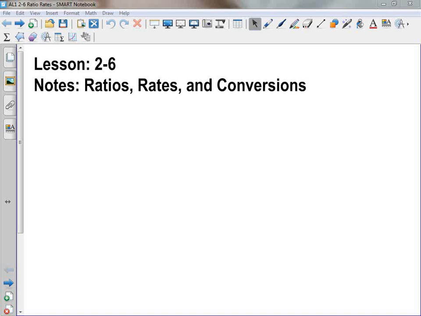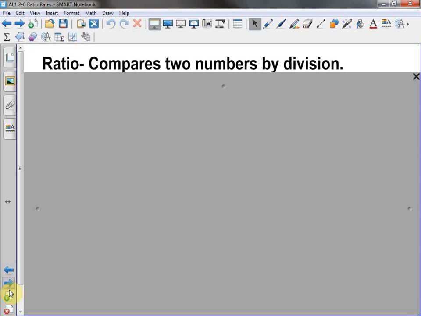Okay, for Algebra 1 today, we're going over lesson 2.6, which is about rates, ratios, and conversions. Right? Rates, ratios, and conversions. So, first thing we're going to talk about is a ratio.